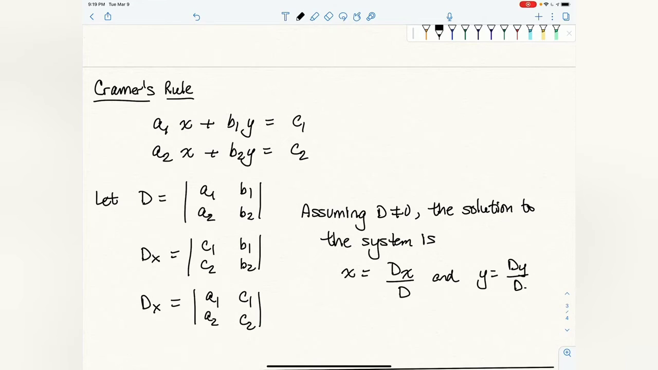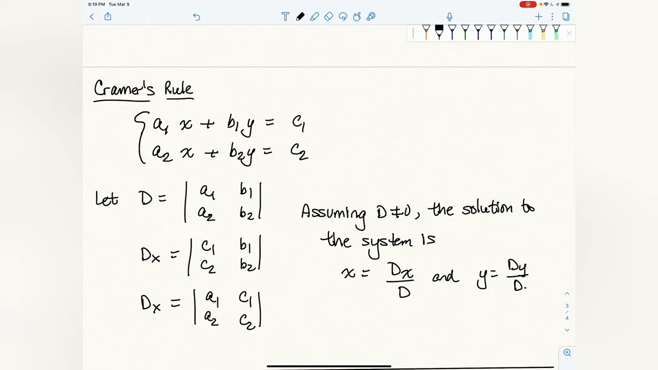So the goal of this video is to look at Cramer's rule and use it as an option to solve systems of equations. We're going to stick with the two variable case in this one. So we have a system of the form a1x plus b1y equals c1, a2x plus b2y equals c2, and all of the a's, b's, and c's are just constants.